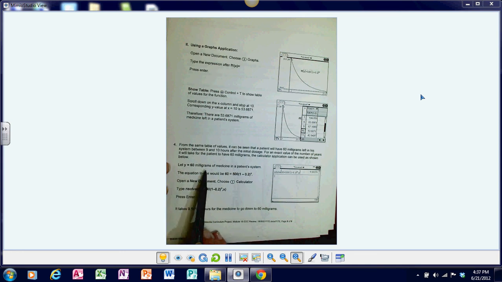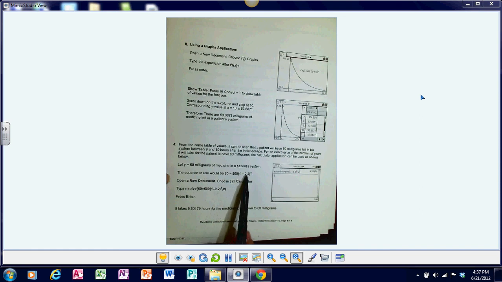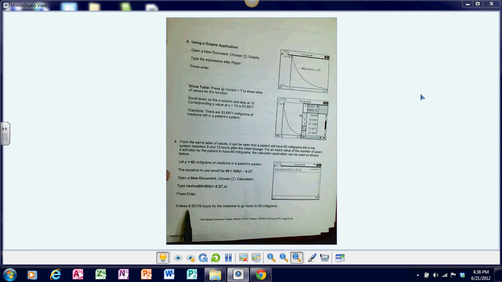Let y equal 60 milligrams of medicine. The equation that should be used would be 60 equals 500 times 1 minus 0.2 raised to the x power. When you do that, it comes out to 9.50179 hours for the medicine to go down to 60 milligrams.